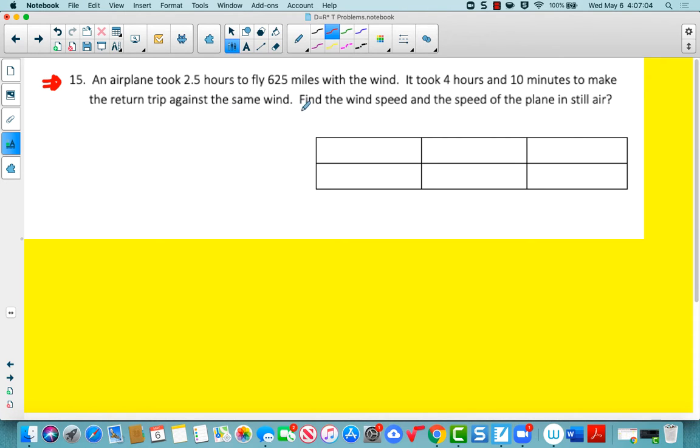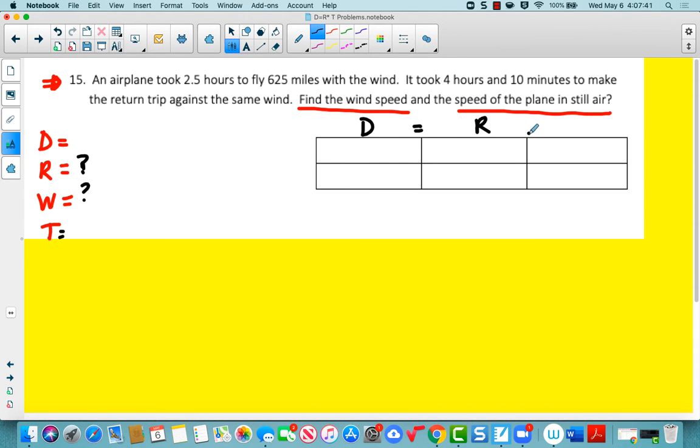So it asks us, an airplane took 2.5 hours to fly 625 miles with the wind. It took 4 hours and 10 minutes to make the return trip against the same wind. It wants us to find the wind speed and the speed of the plane in still air. So if I made a list of all of the variables, distance, rate, wind, and time, I already know that my unknowns are the rate of the plane in still air and the rate of the wind. So that means there should be distance and time in this problem. It helps me to think about it like that.